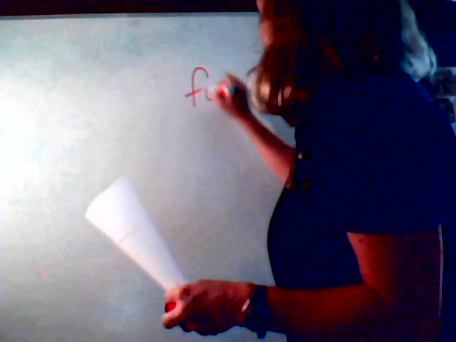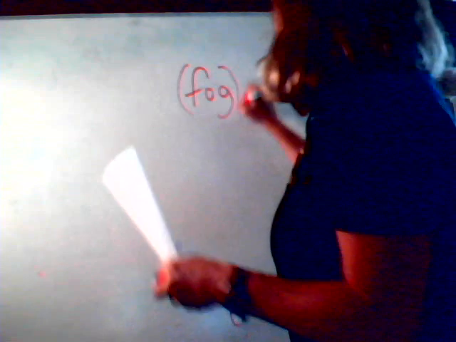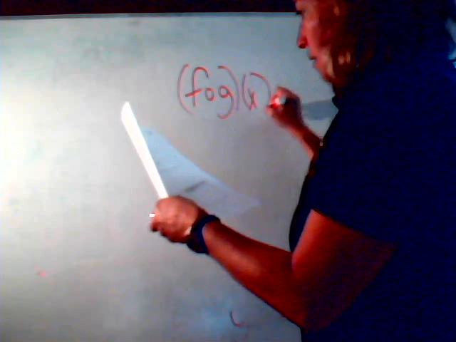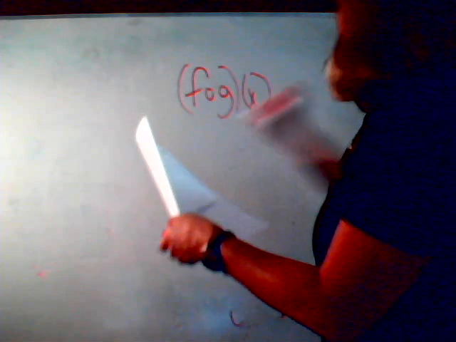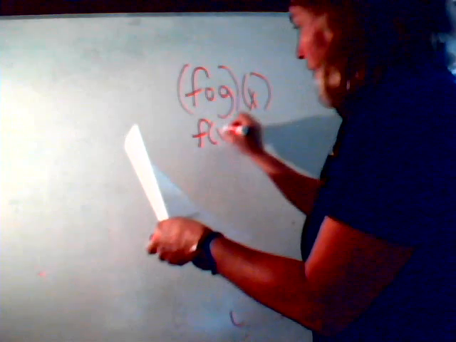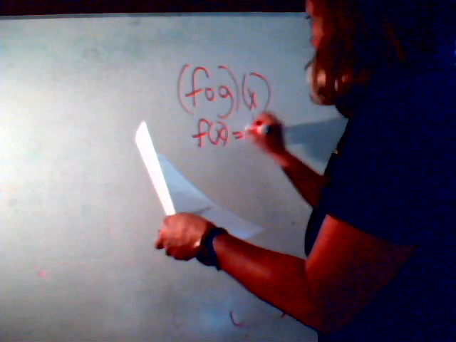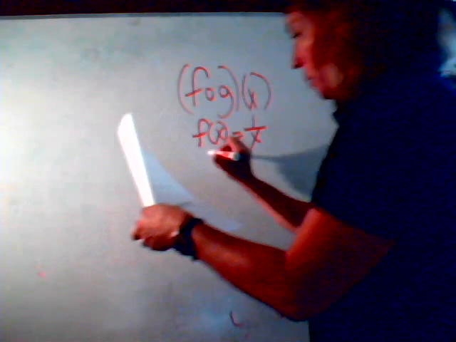Okay, the second one on the PowerPoint is f of g of x, and we're looking at f of x. Sorry, this whiteboard is just kind of leaning against my fireplace.